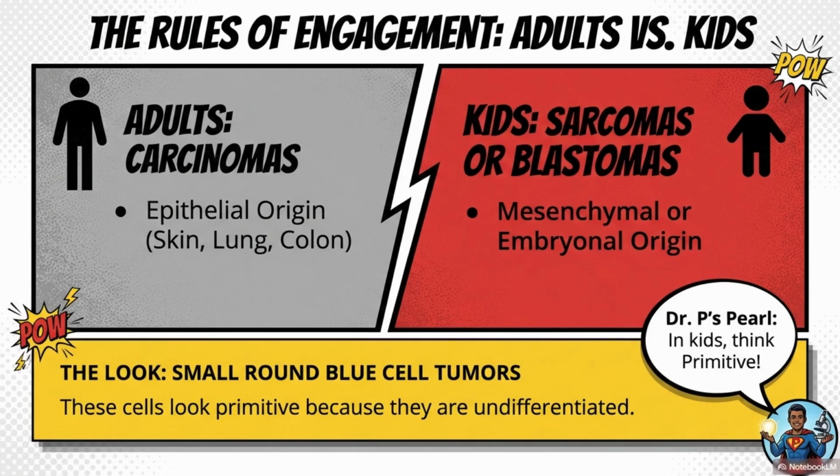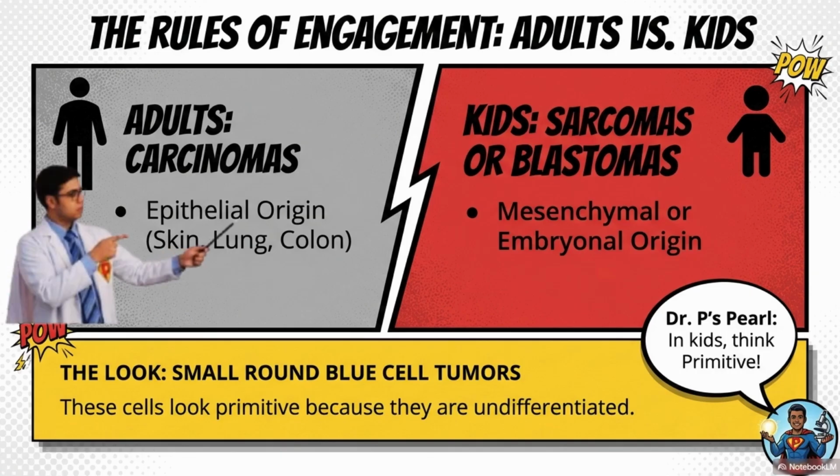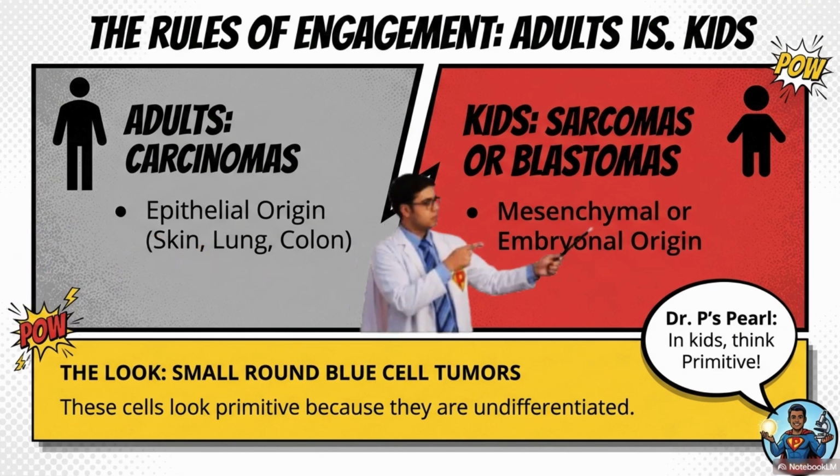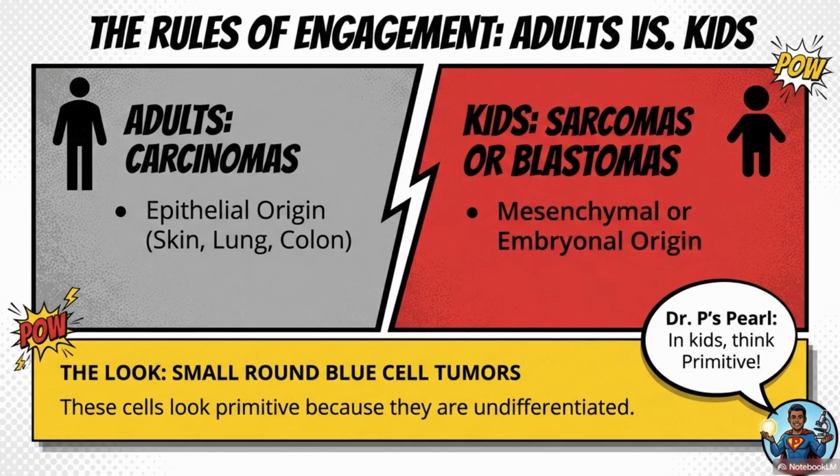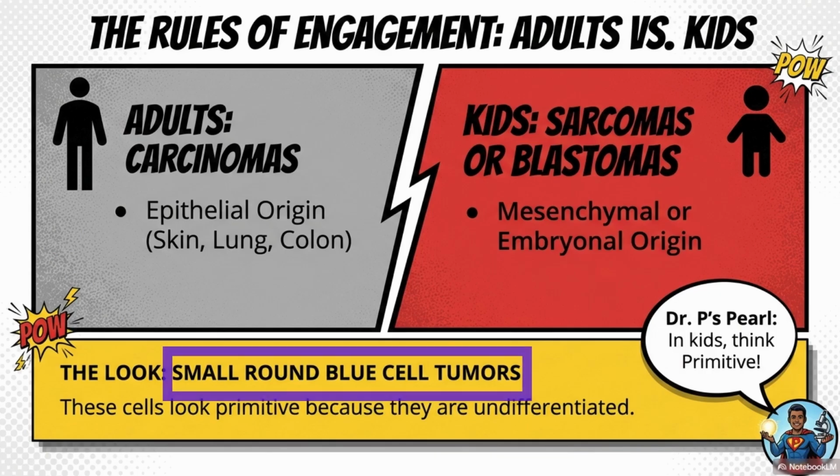Cancer in kids is not the same as cancer in adults. In adults, we mostly see carcinomas. These are of epithelial origin, think skin, lung, colon. In kids, we see sarcomas, mesenchymal, or blastomas, embryonal. These tumors are primitive and undifferentiated. Under the microscope, they appear as small round blue cell tumors. When you see small round blue cells in a child, think primitive.